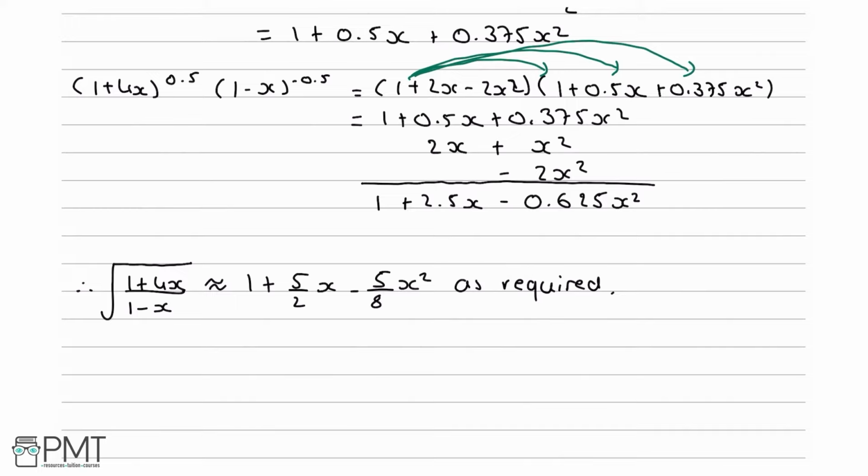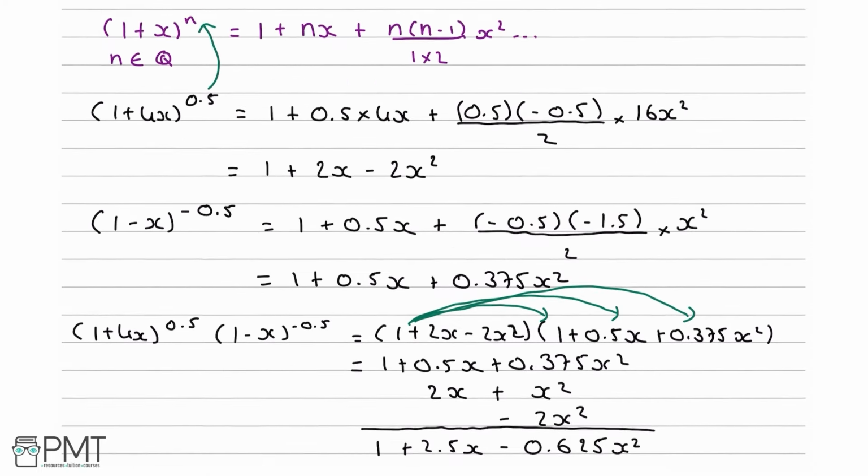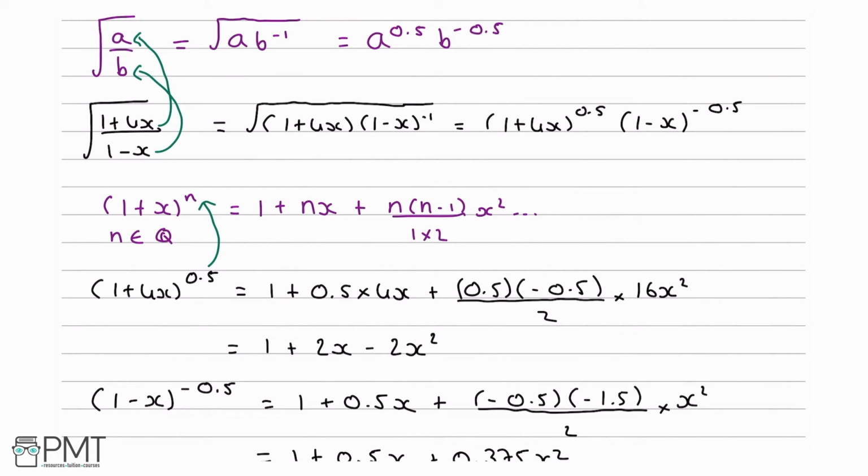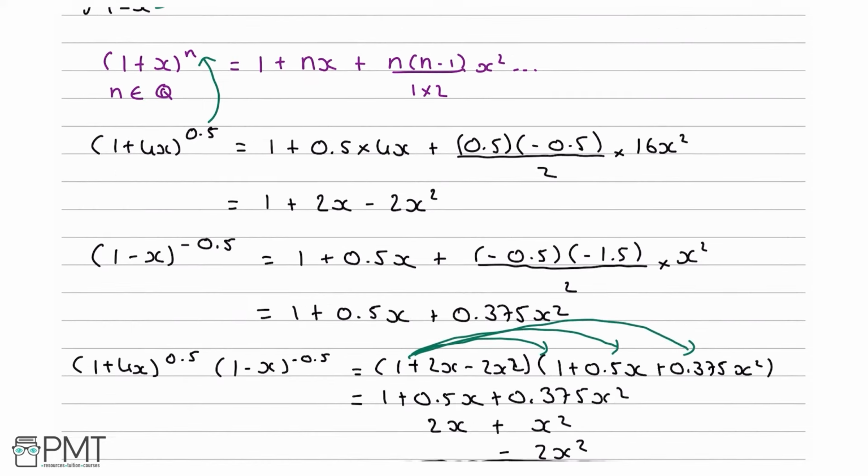So this question is worth 6 marks. Your first mark comes from converting the square root of 1 plus 4x over 1 minus x into this form here. So that gets you your first mark. Your next 3 marks come from correctly expanding and getting the answers for 1 plus 4x to the 0.5 and 1 minus x to the minus 0.5. You get 1 mark if you got either correct, but if you got both correct, you get 3 marks. So the fact that we've gotten this one right and this one right means we get our 3rd mark.